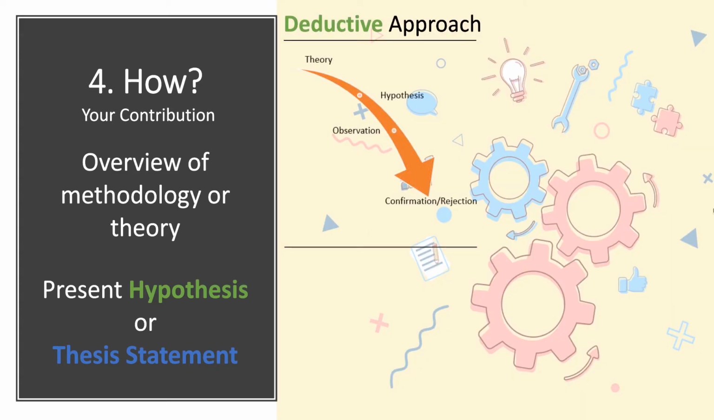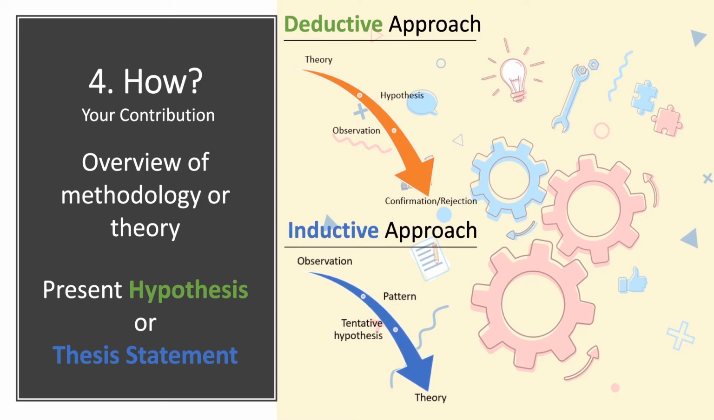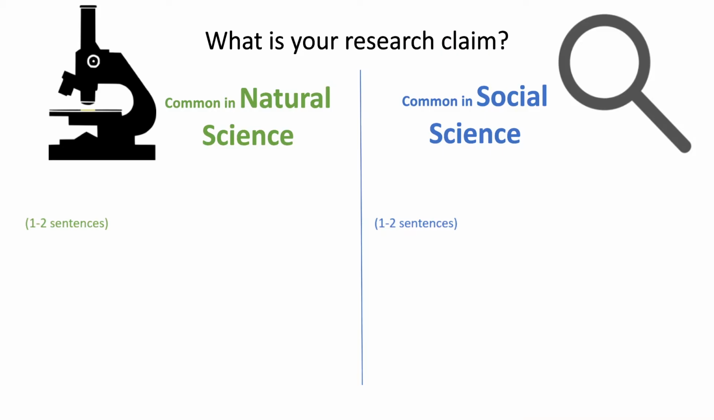Now, very simply put, a hypothesis follows the deductive approach where, through the introduction, we need to present the necessary theory that develops a hypothesis, leading into observations through our methods and our results, coming towards a confirmation or rejection of our hypothesis and/or the prevailing theory. Now, the inductive approach, more common in the social sciences, starts from observations first that lead towards patterns, allowing tentative hypotheses to evolve, whereby we present a theory by the end. Realistically, what we're aiming to accomplish is to establish what our research claim is in 1 to 2 sentences.